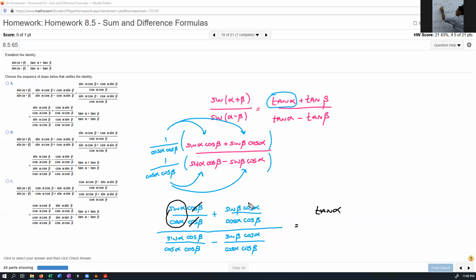Okay, on this one, those two cancel, and I get sine beta over cosine beta. That would give me tangent beta over, and now here, let's see, cosine beta is canceled. I get sine alpha over cosine alpha, that's tangent alpha. And then the minus sign, and then over here, the cosine alpha is canceled. I get sine beta over cosine beta, that's tangent beta.